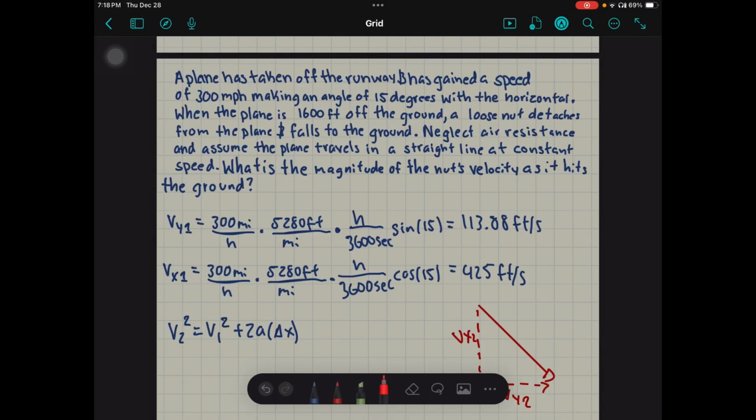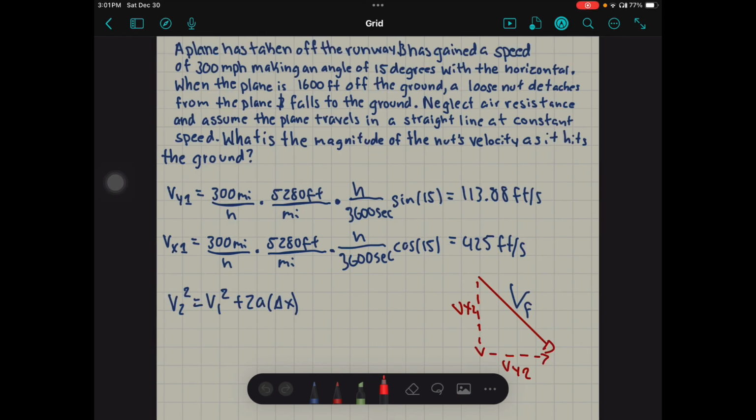A plane has taken off the runway and gained a speed of 300 miles per hour, making an angle of 15 degrees with the horizontal. When the plane is 1,600 feet off the ground, a loose nut detaches from the plane and falls to the ground. Neglect air resistance and assume the plane travels in a straight line at constant speed. What is the magnitude of the nut's velocity as it hits the ground?